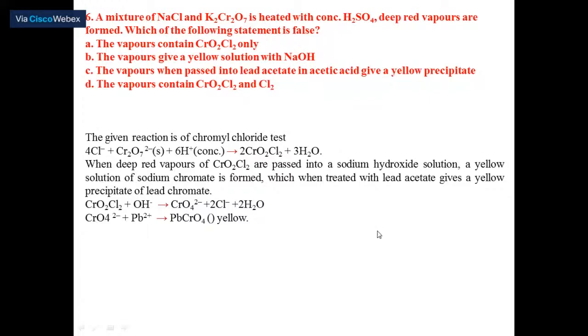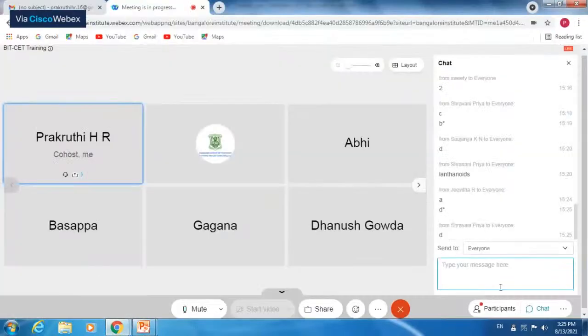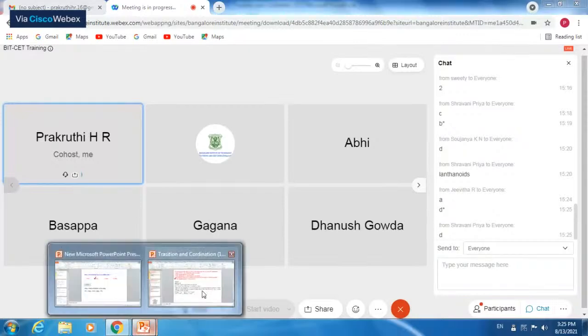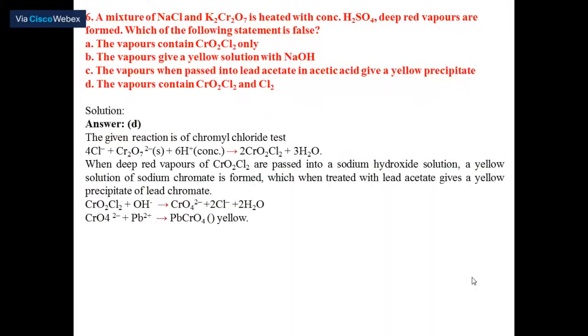What is the answer here, students? Yes, the answer is D. Let me check. Yes, the answer is D. Correct. Very good. Then we'll go to the next question.